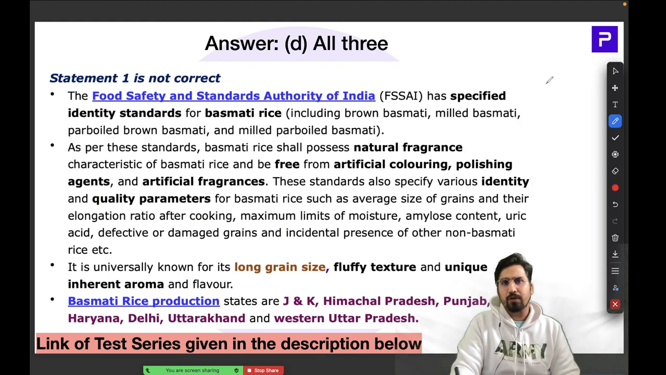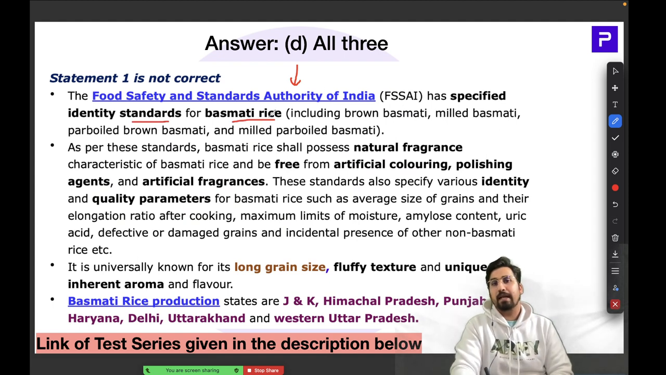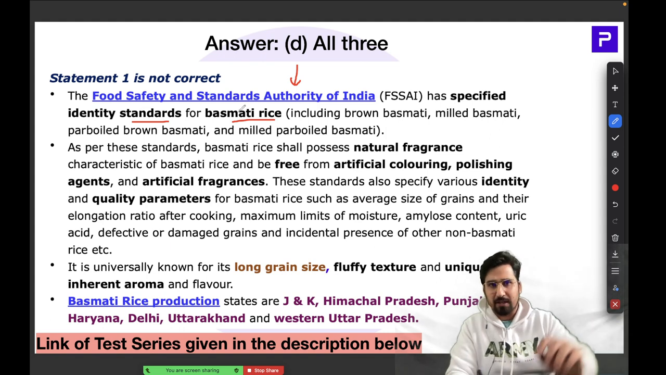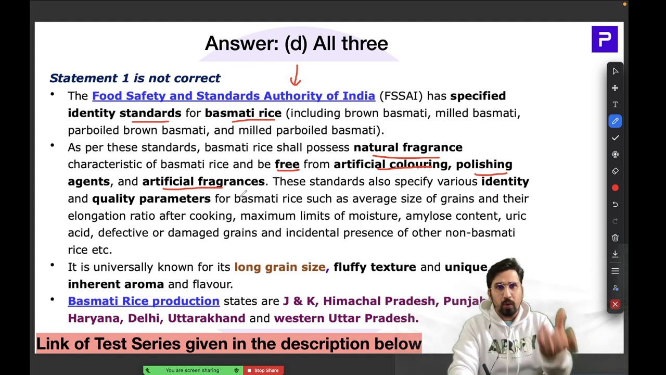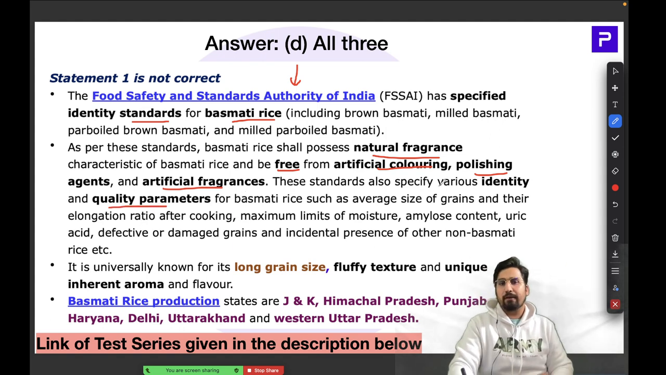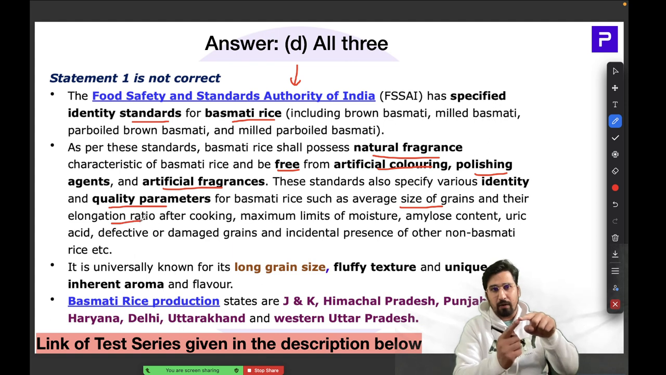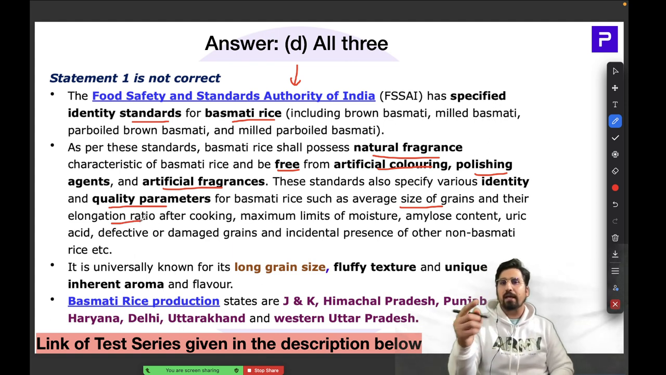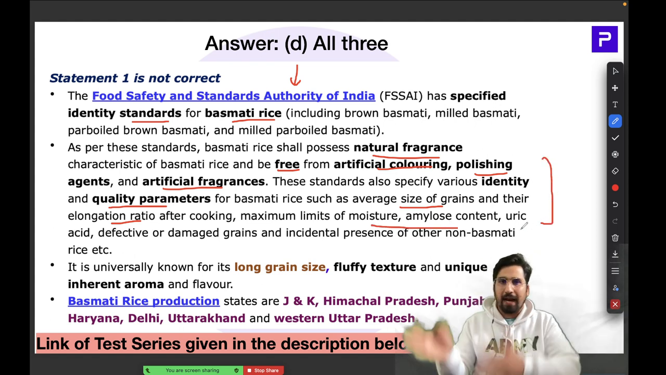The Food Safety Standard Authority of India, FSSAI, has specified some standards for the basmati rice. For example, which particular rice is to be called basmati? The standards include natural fragrance. That rice has to be free from artificial coloring, free from artificial polishing, and should not have any artificial fragrance. Whichever variety of rice qualifies the quality parameters by FSSAI, like the size of the grains, because they are long grains, and there is some specific elongation ratio for cooking and a maximum limit of moisture, and so on. Based on that, basmati is the brand name that we give to the rice.